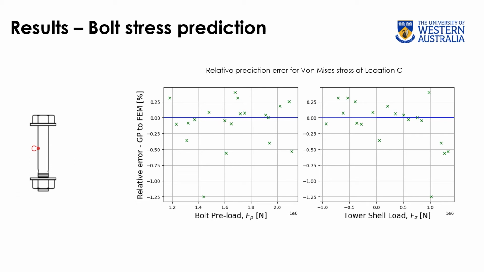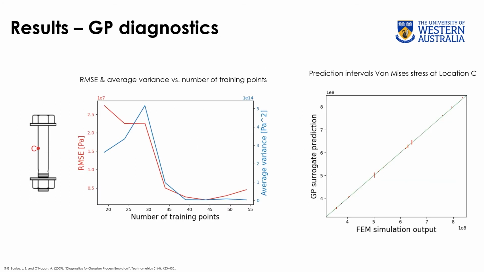These errors are considered sufficiently low since fatigue assessment is performed on bin data, where bin width is larger than 1% of full-scale load. We look to the paper by Bastos and O'Hagan from 2009 for diagnostic techniques. We first check the sensitivity of the prediction results against the size of the training set.